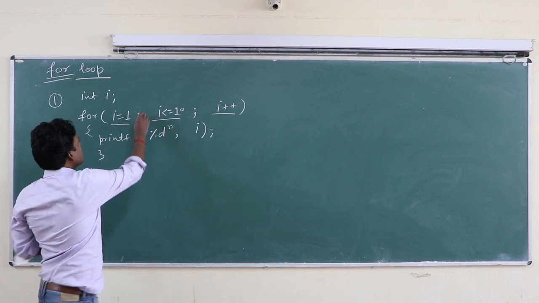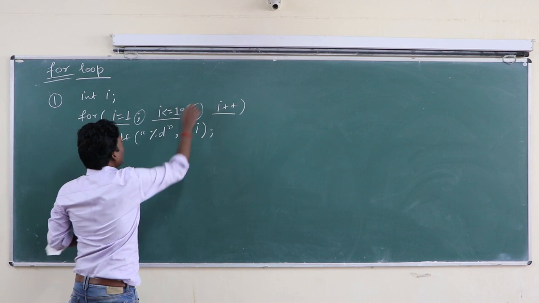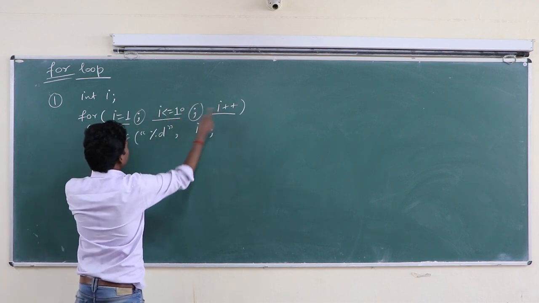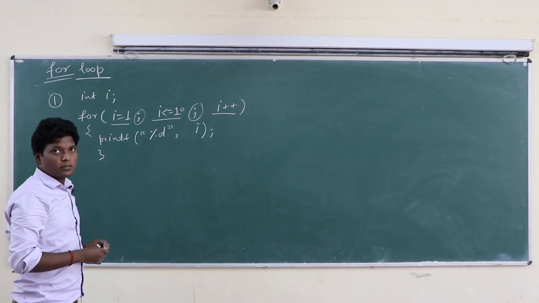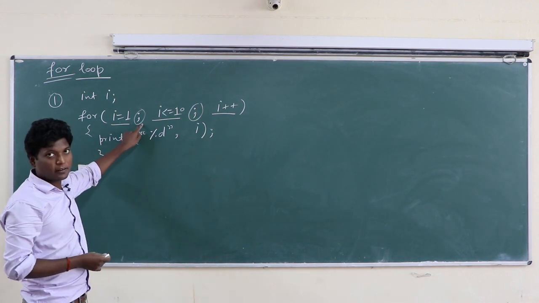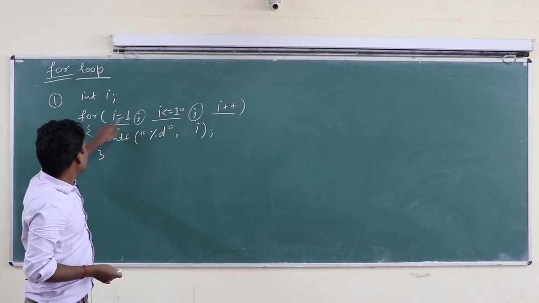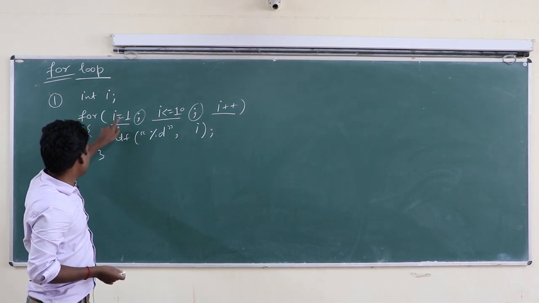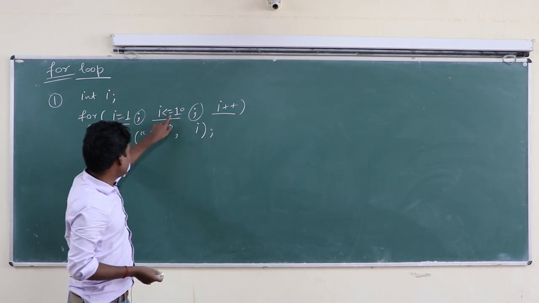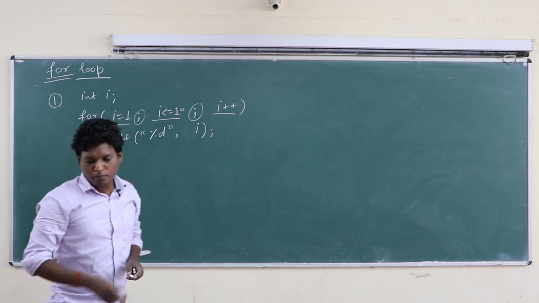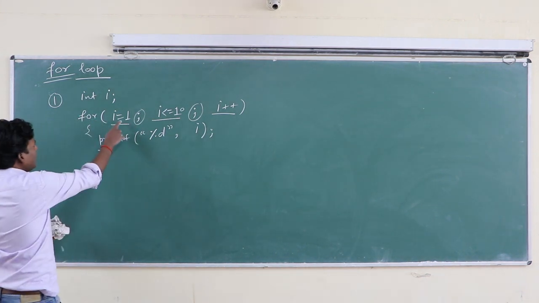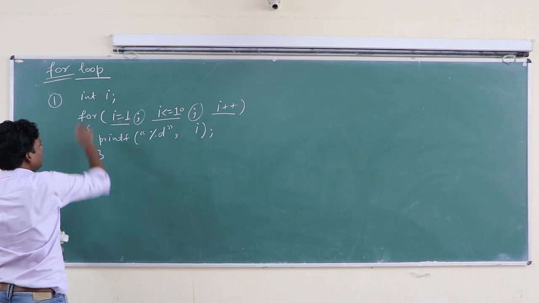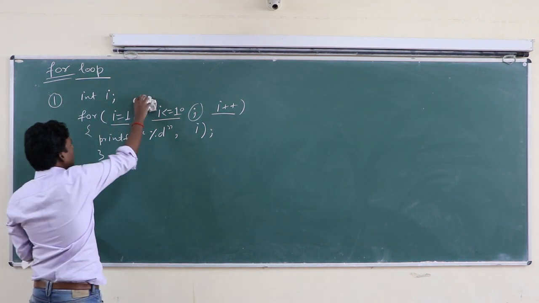Listen, this is the semicolon. All three sections, 1, 2, 3, are separated by semicolons. Semicolon is necessary here. So this is the variable initialization, this is the condition, and this is the variable increment or decrement. Class, we can write this section above also.